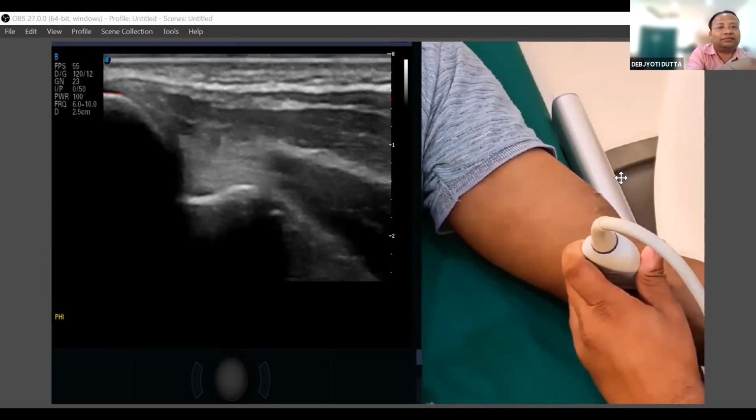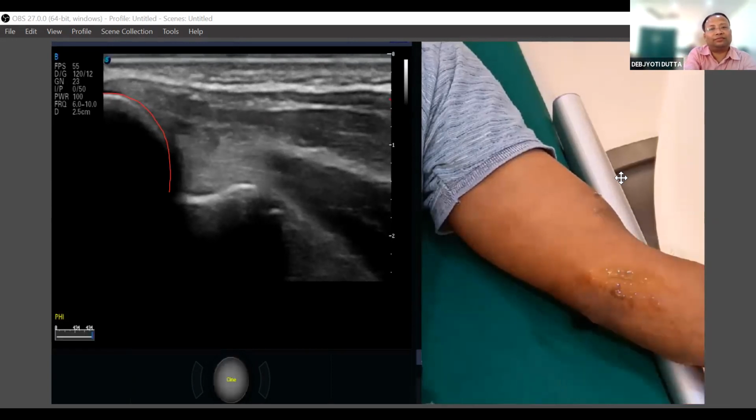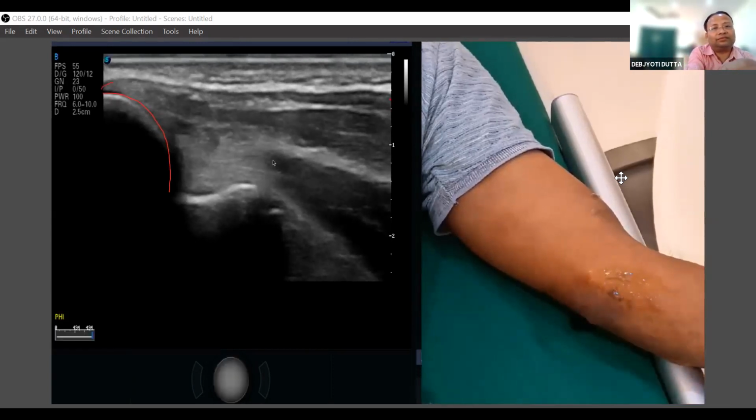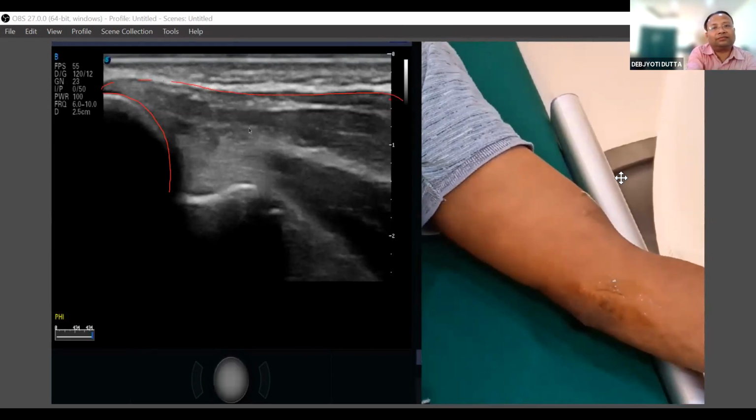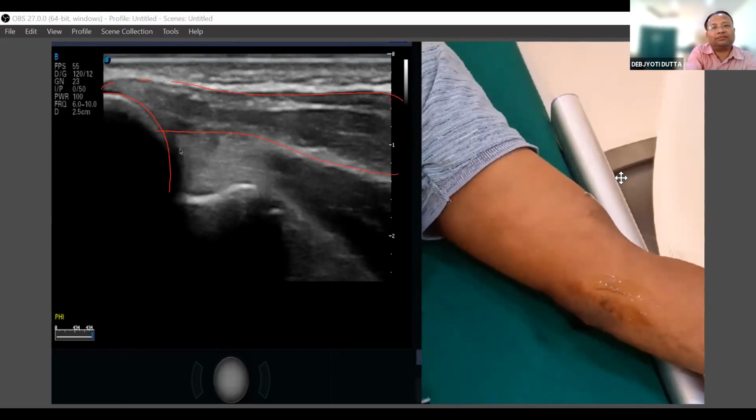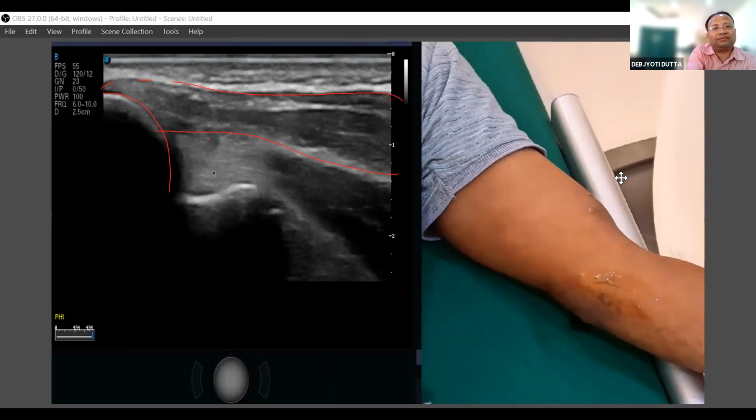So now here you are able to see the medial, here it is stout. These fibers are much stout. See, this area is the common flexor tendon, and the lower portion, this is the joint, and here some part is formed by the ulnar collateral ligament.